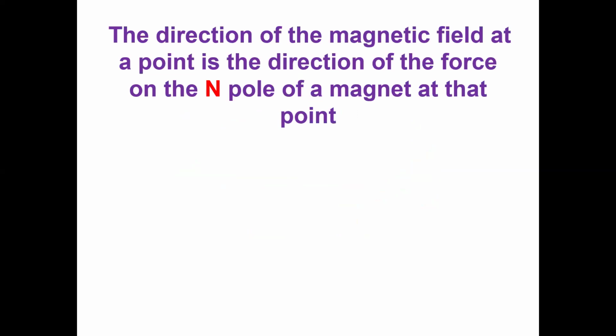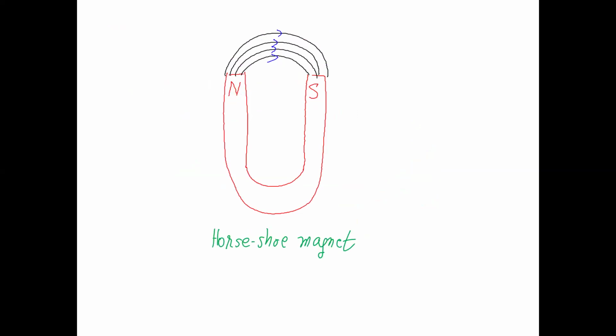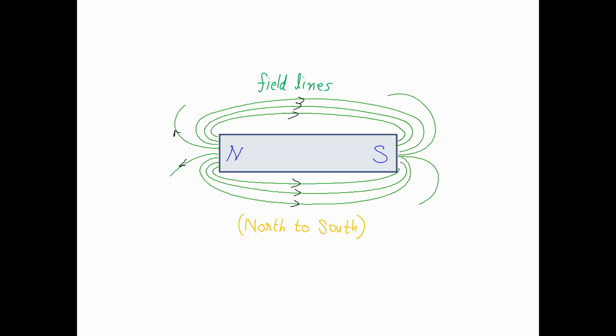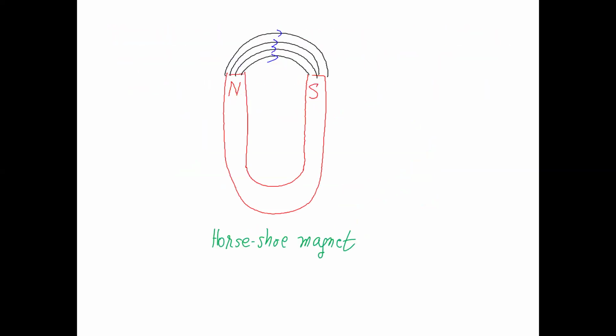So when you draw a field pattern, you draw lines north to south outside the magnet. This is the horseshoe magnet. This one is showing the field lines around the bar magnet.